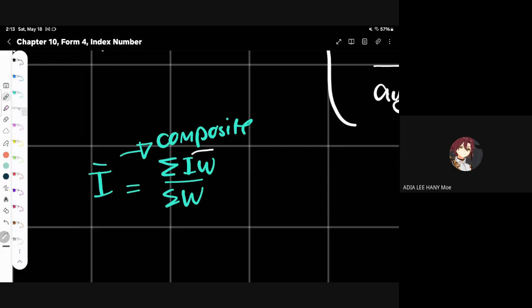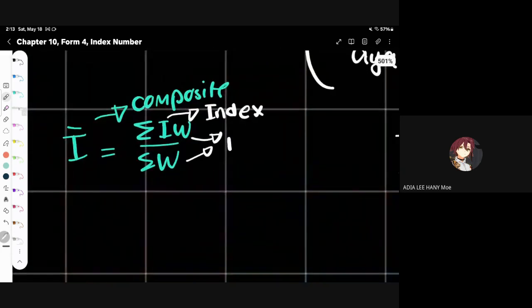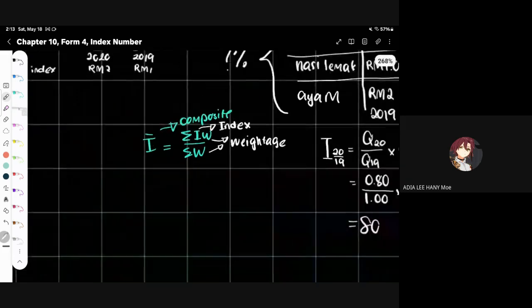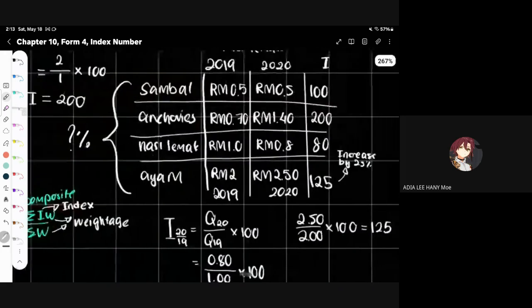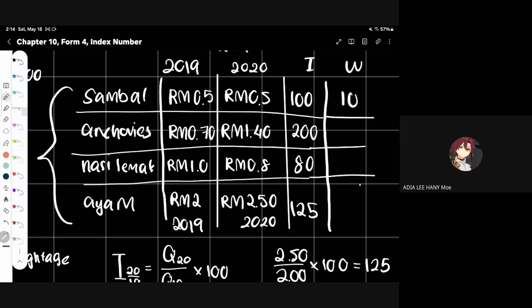So what do W and I mean? I, of course, means the normal index. W is weightage. Weightage basically says how much each of them is separated by. For example, in a nasi lemak, how much is sambal? On the plate, around 10% of it is probably sambal. Anchovies probably like 15%.